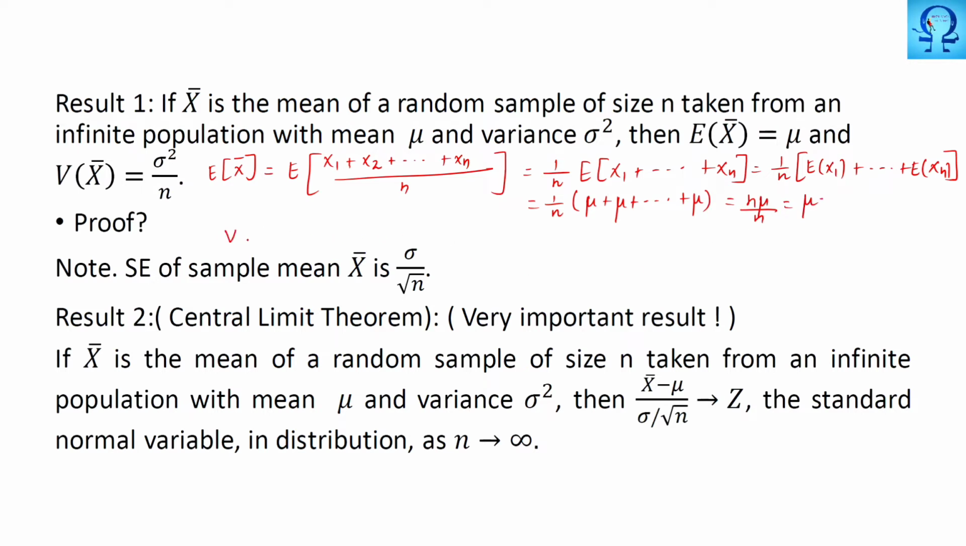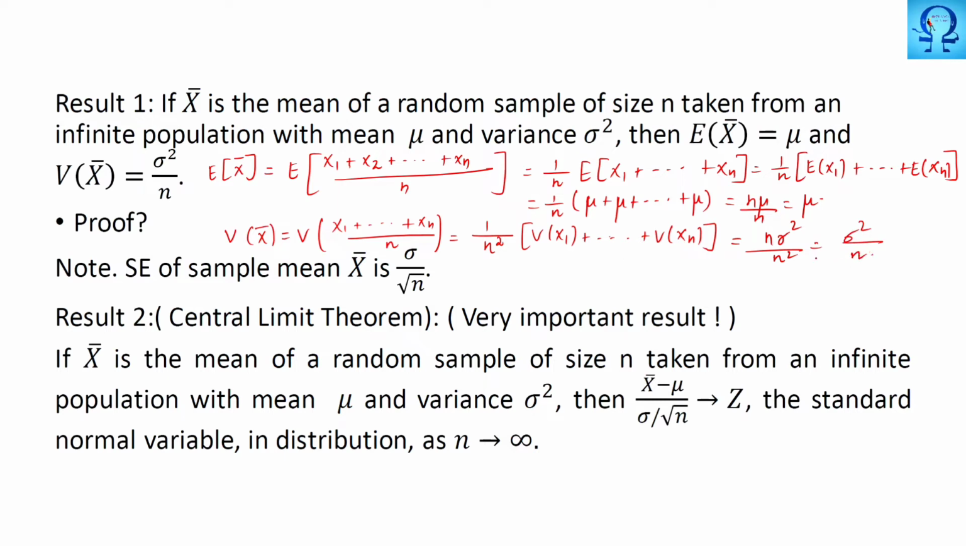In a similar fashion, let us consider variance of x bar, that is variance of (x1 through xn) upon n, isn't it? So this n is a constant, so we take it outside as n square. This is what we are going to get. And here we would have variance of x1 through variance of xn. So it is going to be n times sigma square upon n square, which is sigma square upon n.